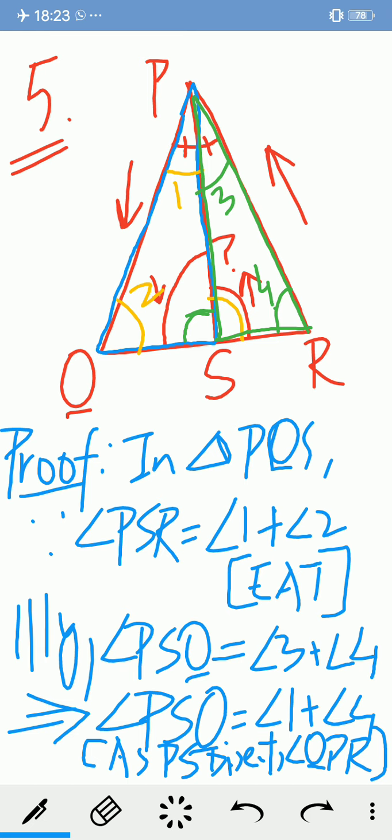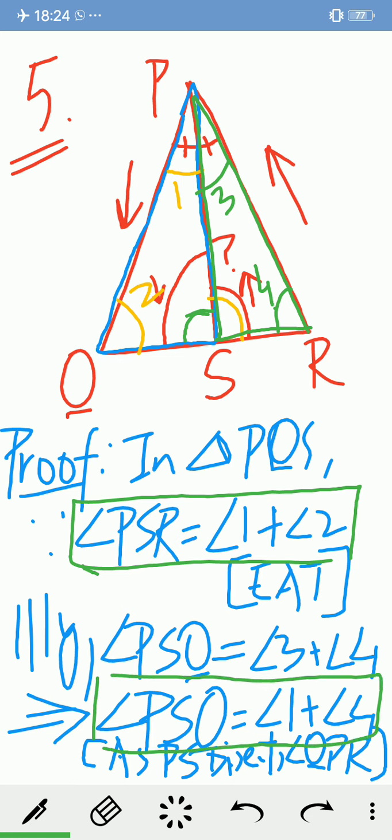Now the situation is angle PSR here. Look at this situation. Angle PSR is equal to angle 1 plus angle 2, and here you have angle PSQ is equal to angle 1 plus angle 4. Now you can do one thing. Let's find angle 2 and angle 4 in both the cases. Remember this. In this case, you can find angle 2 is equal to angle PSR minus angle 1, and in this case angle 4 would be equal to angle PSQ minus angle 1. Okay, simple. Let me repeat this. In this case, angle 2 is equal to angle PSR minus angle 1, and in this case angle 4 is equal to angle PSQ minus angle 1.